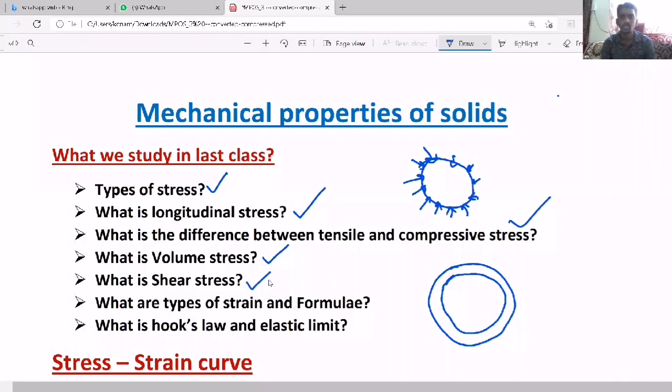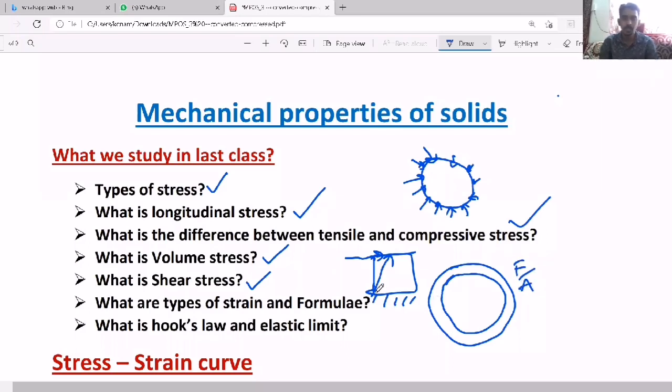And what is shear stress? Shear stress means, as we studied, when the surface is fixed at the bottom and you apply force parallel to the surface, then the surface gets deviated from its position, just like this. This bottom is fixed, and now it slightly got displaced. Then the force applied on the top surface parallel to the surface, that force by area, is called shear stress.